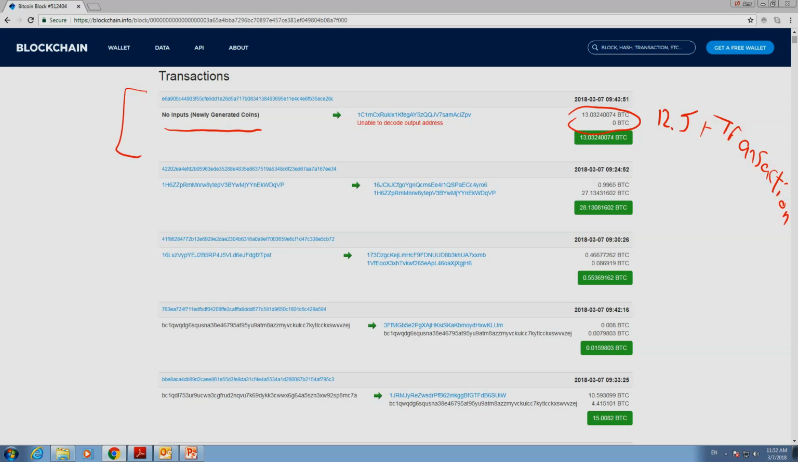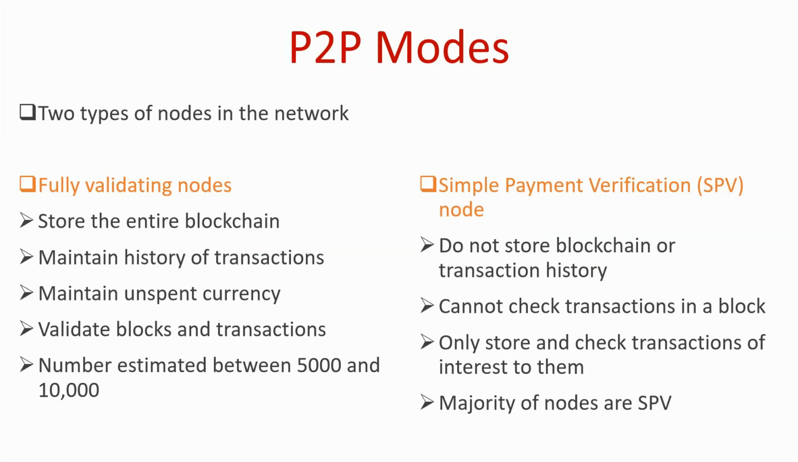Okay. Every node in the peer-to-peer network can either be a full validating node or a simple payment verification node. The fully validating nodes are the ones that store the blockchain, they maintain the history, and they validate blocks and transactions. The SPV nodes, the simple payment verification nodes, are the ones that we use when we just want to do a transaction. We don't want to be a miner. We don't want to validate anything. We don't want to dedicate computing power. We just want to be able to pay money and exchange finances with someone.